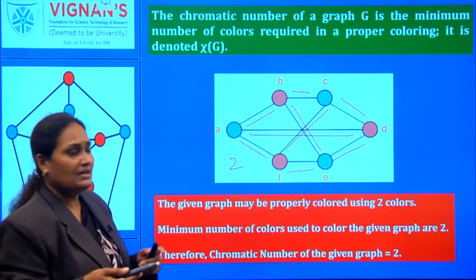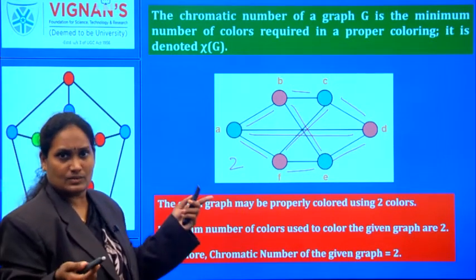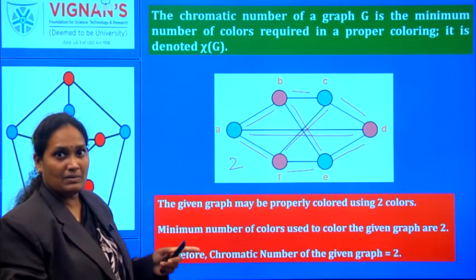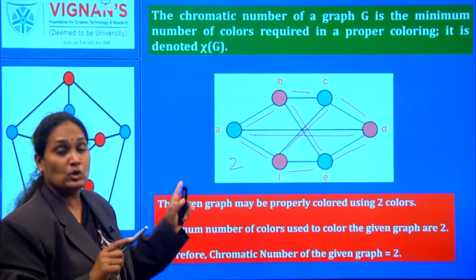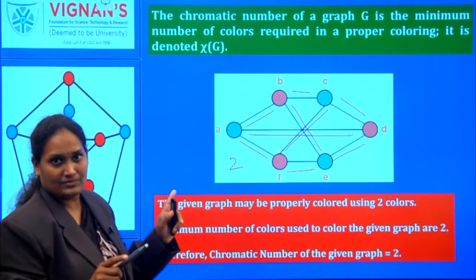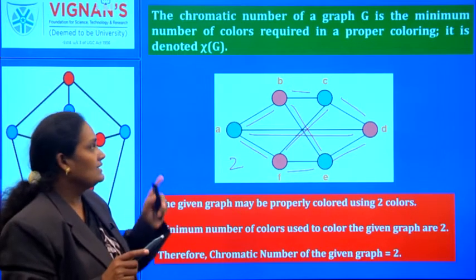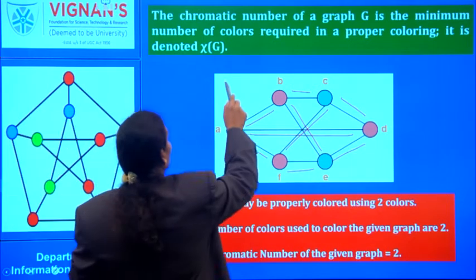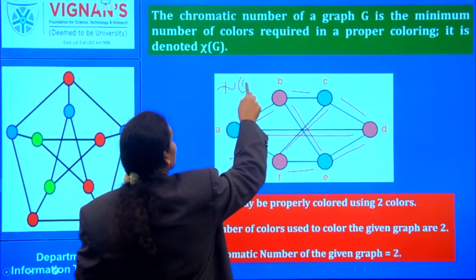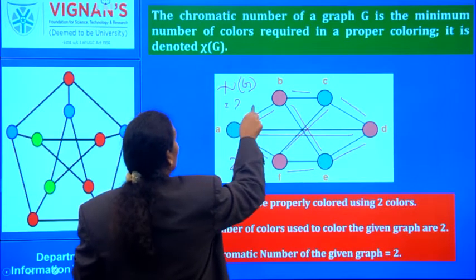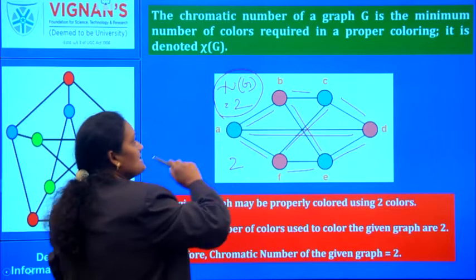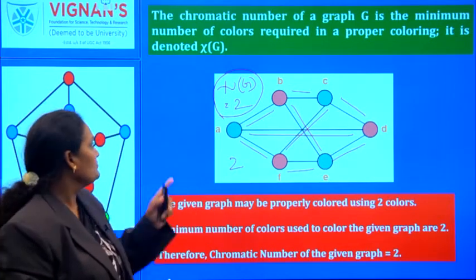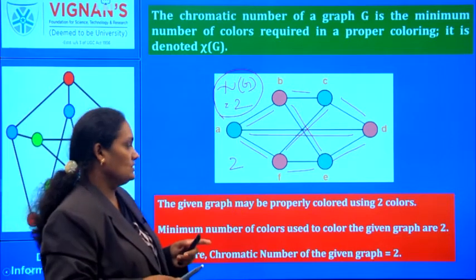We can color this graph with 3 colors also. We can color this graph with 4 colors also. But minimum I need 2 colors to color the vertices of this graph. Okay. So, the chromatic number of this graph is 2. How to represent chromatic number? Xi of G is equal to 2. Here, Xi of G is the symbol which is used for the representation of chromatic number. Xi of G is equal to 2.